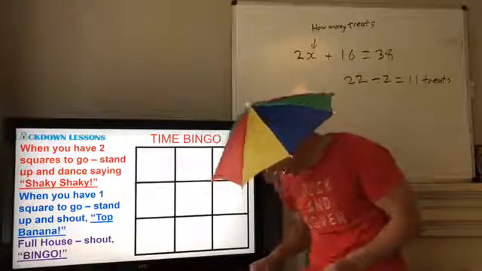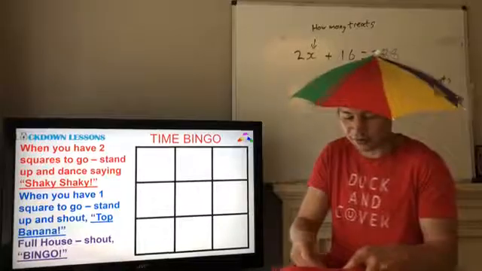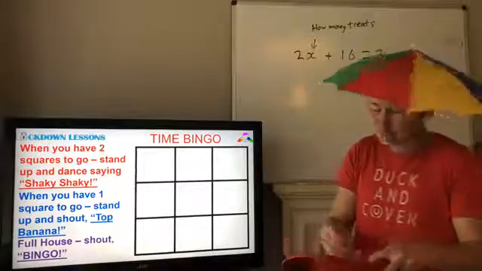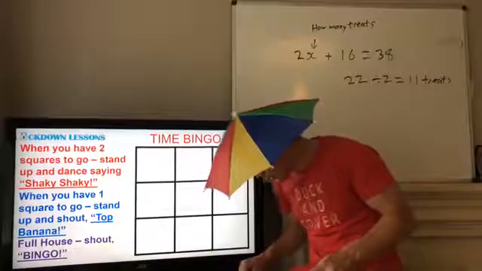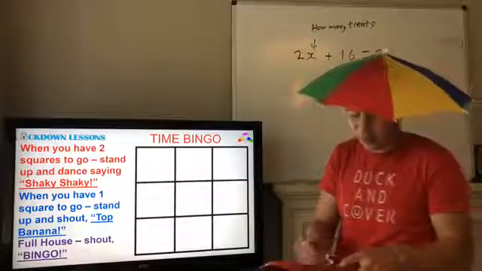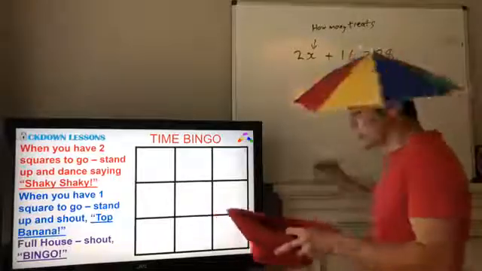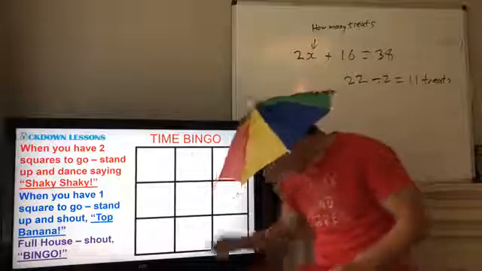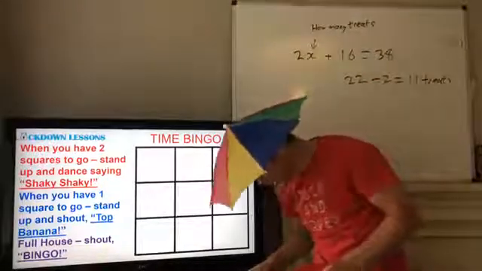Oh, we got a shaky, shaky already. Shaky, shaky from Lily. 11 times 2, double 11. And we've got double 12 as well. Double 12. We got a top banana.